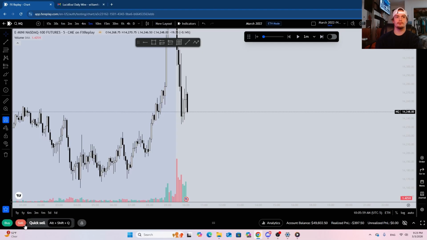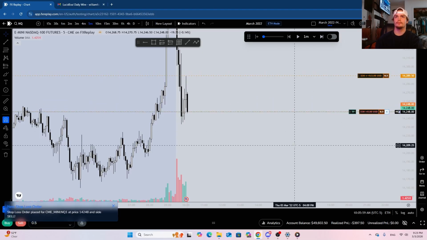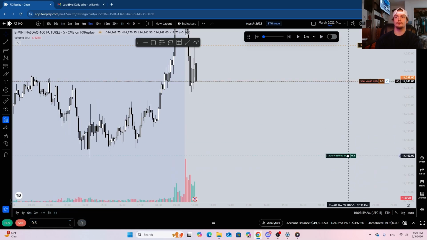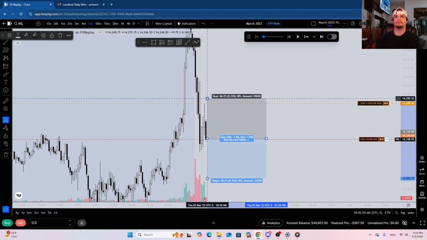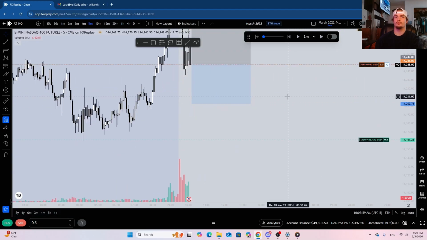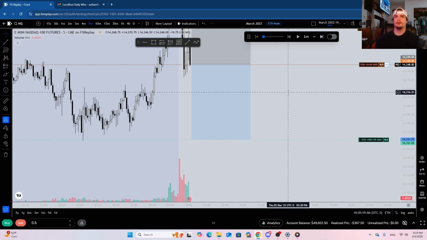Since it is Powell speaking again, I am going to de-risk yet again. So we're going half a mini or 5 micros. Stop loss above this wick, targeting these session lows. So we are entering shorts. Around another 40-point stop. Gives us some room for our trade to breathe. All right, let's see how this plays out.